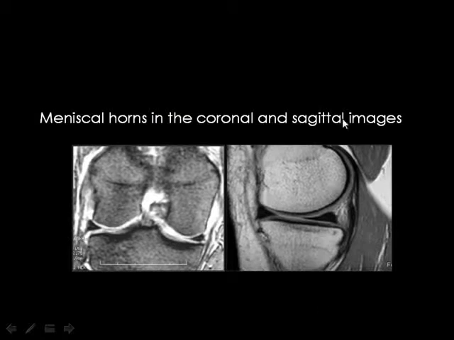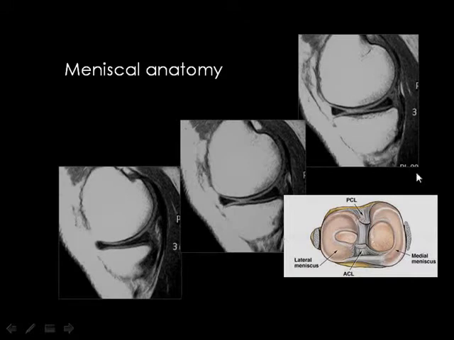Then if I asked you about this meniscus, what do you think? Medial or lateral? Medial. Yes. Why? No fibula, and the anterior horn is smaller than the posterior horn. Good. Then, what do you think of this meniscus?